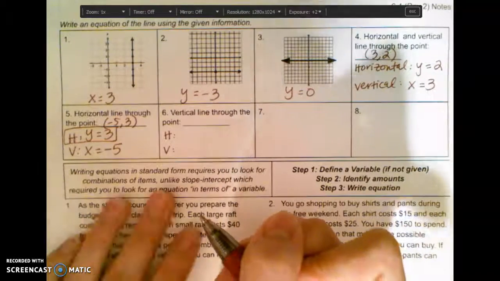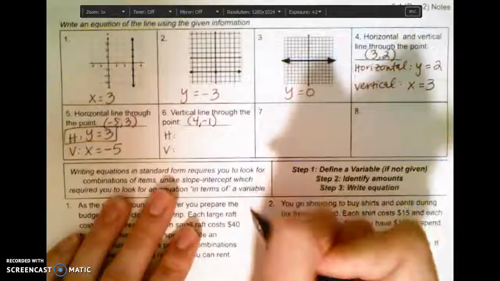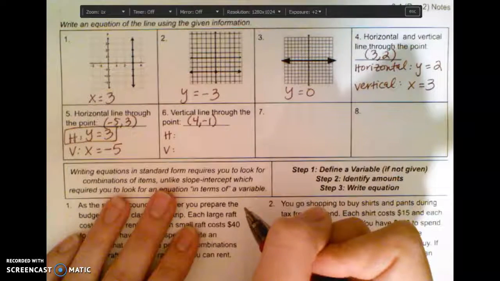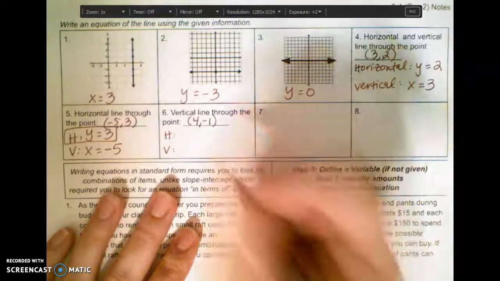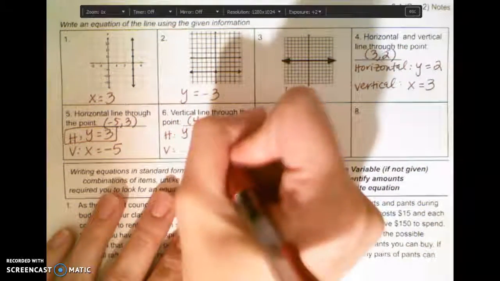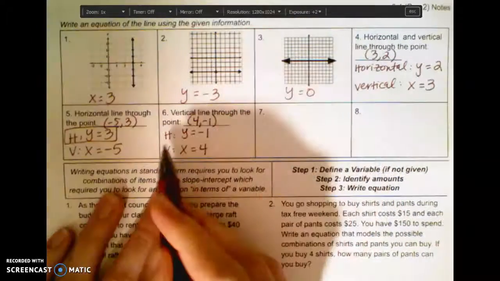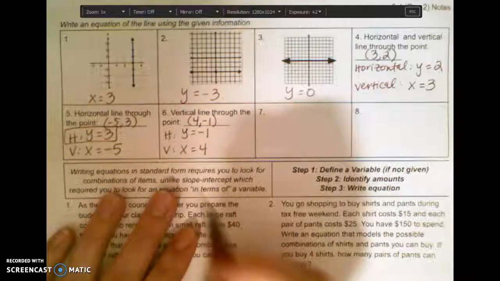Let's look at number 6. Our point is 4, -1. I want you to pause the video and write the horizontal and vertical line equations through that point. All right, let's check our answers. The horizontal line through this is going to be y equals -1. The vertical line is x equals 4. Horizontal will always be y equals. Vertical will always be x equals.